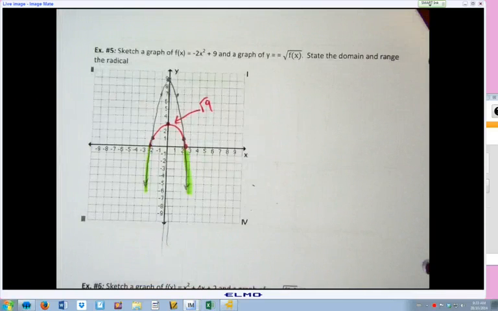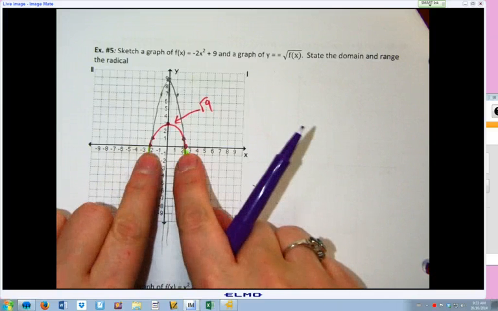Okay, domain. Domain. Just to the radical, yeah. It's going to be negative root 4.5. Where the heck did that come from? I set y equal to 0.